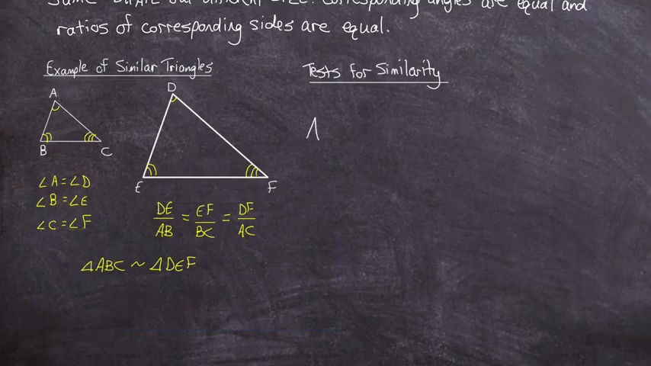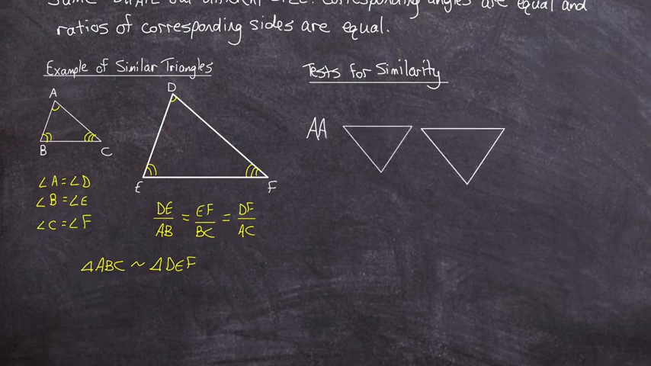There's angle-angle similarity, which means two triangles are similar if you have two pairs of equal angles. So if those angles are known to be equal and these angles are known to be equal, then those triangles have to be similar. They have to be the exact same shape.